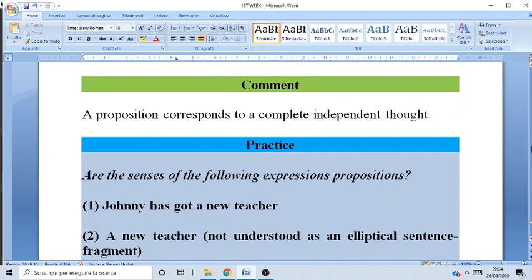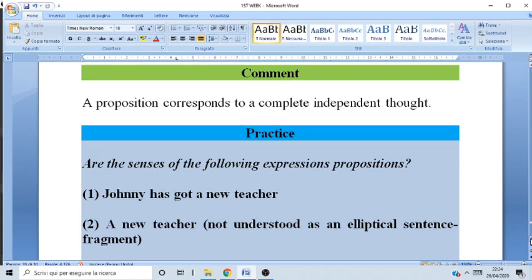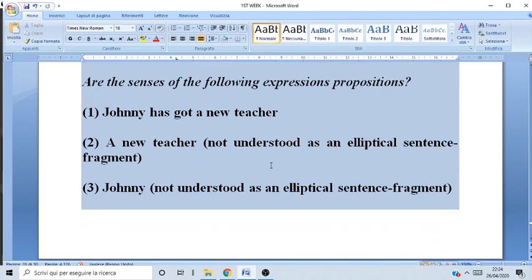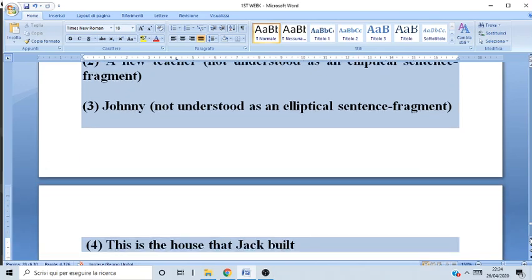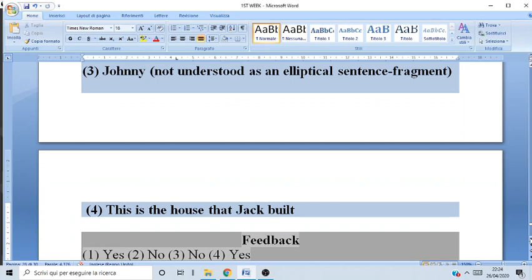Johnny got a new teacher. Is the sentence a proposition? Yes, it is, because it expresses a complete independent thought. A new teacher and Johnny. Are these propositions? No, because it's not a complete independent thought. And number 4, this is the house that Jack built. Yes, this is a proposition because it's a complete thought.